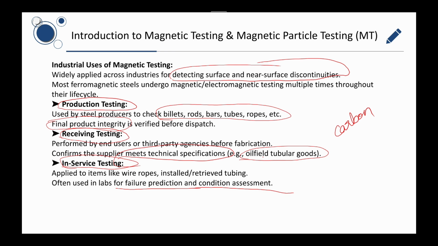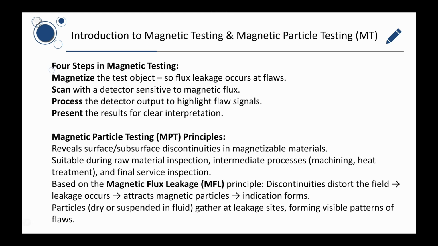Let's move on to the next slide. 4 steps in magnetic testing. Magnetic testing is based on the principle that flaws in a ferromagnetic material disturb the magnetic field. When the disturbance happens, magnetic flux leaks out, and in magnetic particle testing, the leakage attracts the magnetic particles, creating a visible indication.